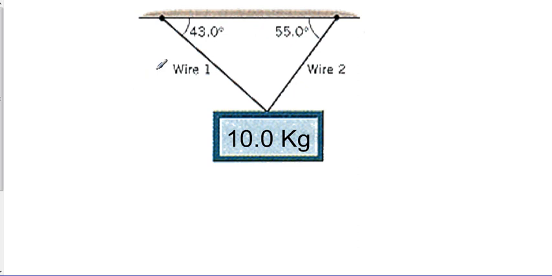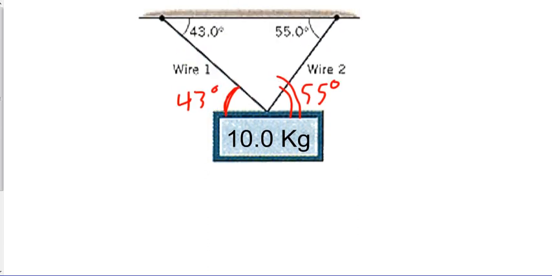For the last problem that I want to do for this video is here. Let's say we have a 10 kilogram sign held up by two wires with different angles. Now one is going to be at 43 degrees and one is going to be at 55 degrees. Now, to help you visualize this a little bit better, we can show you that this angle here is 43 degrees, and this angle is 55 degrees. And you'll see why I'm doing this later on.